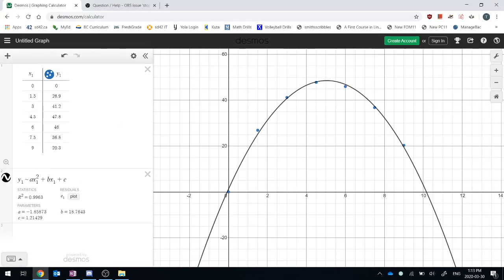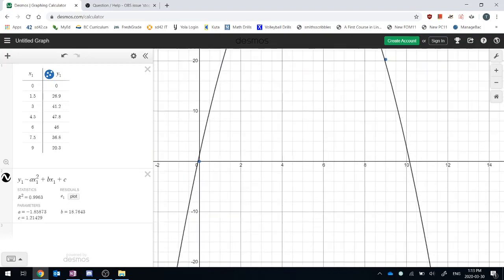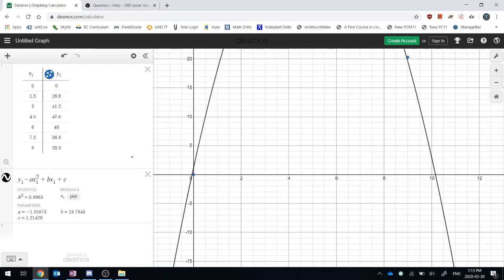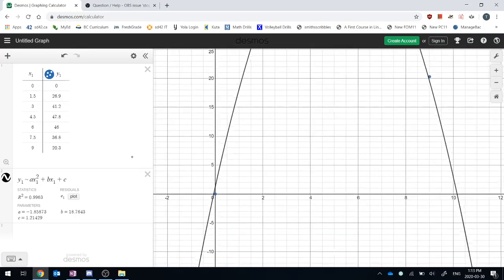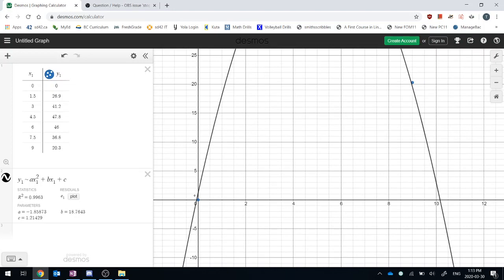Okay, so we've got to go back. We'll take a look here. I'm going to squish this in a little bit just so we can talk about the intercept here. So this quadratic, of course, has two intercepts. We have one intercept right here, and we have another intercept over here.